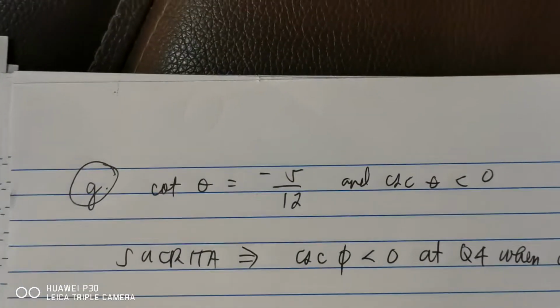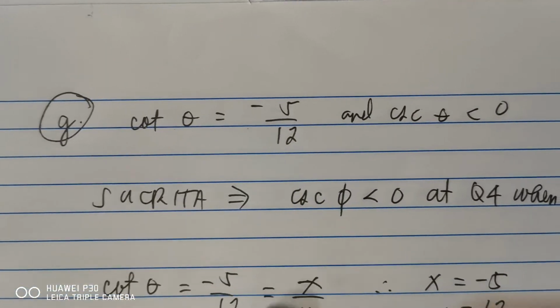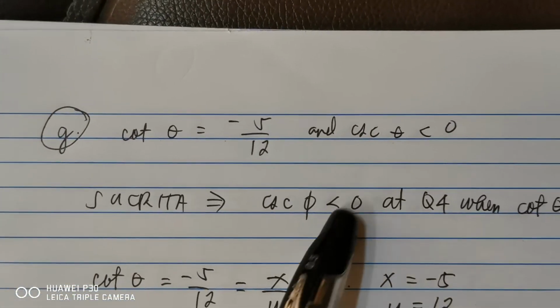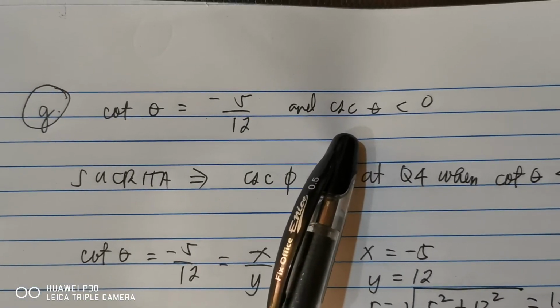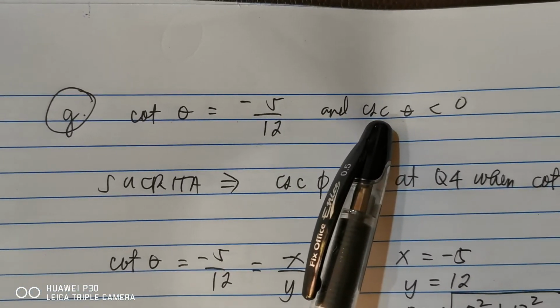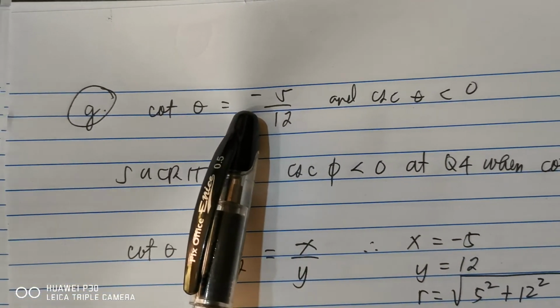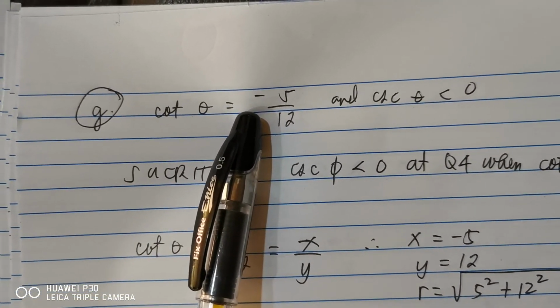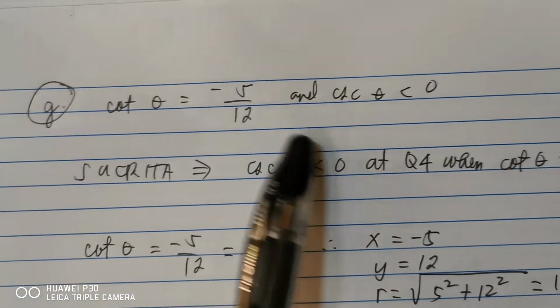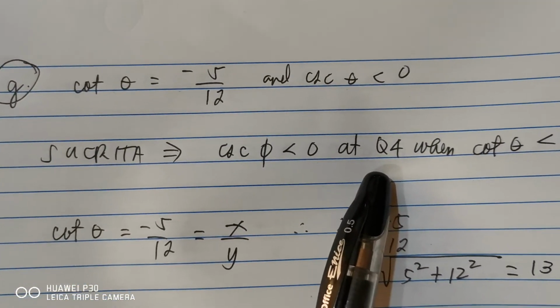Letter G. We were given cotangent theta is equal to negative 5 over 12 when cosecant theta is negative. Cosecant theta or sine theta is negative in quadrants 3 and 4. Cotangent or tangent is negative in quadrants 2 and 4. So the common quadrant is 4.